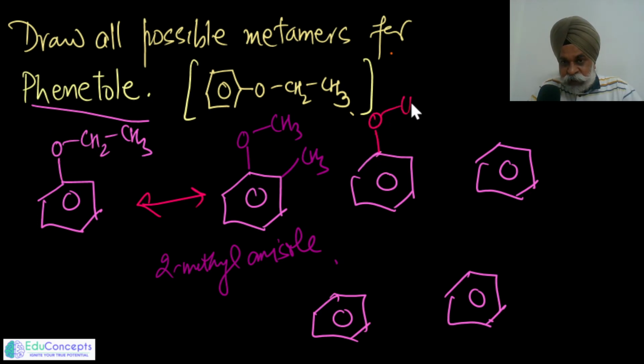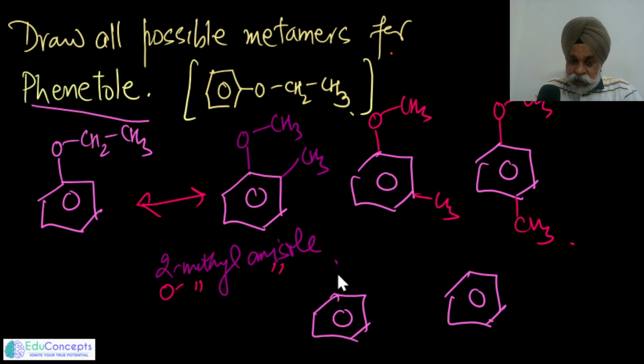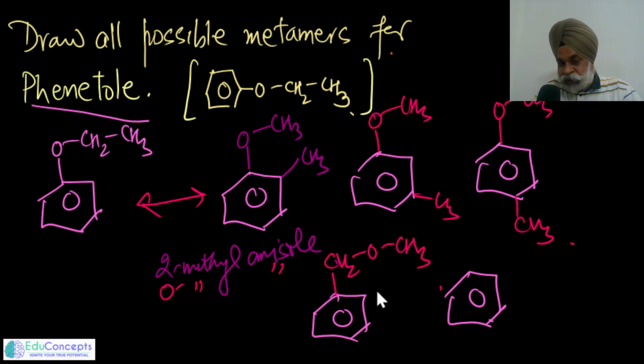Similarly, if I make it for this one, this is 2-methyl, or you can say it is 3-methyl, or ortho-methyl anisole. This becomes meta-methyl anisole, and then you can also generate it like this. Still, you could make one more like this also, methyl benzyl ether. This also could be generated like this.